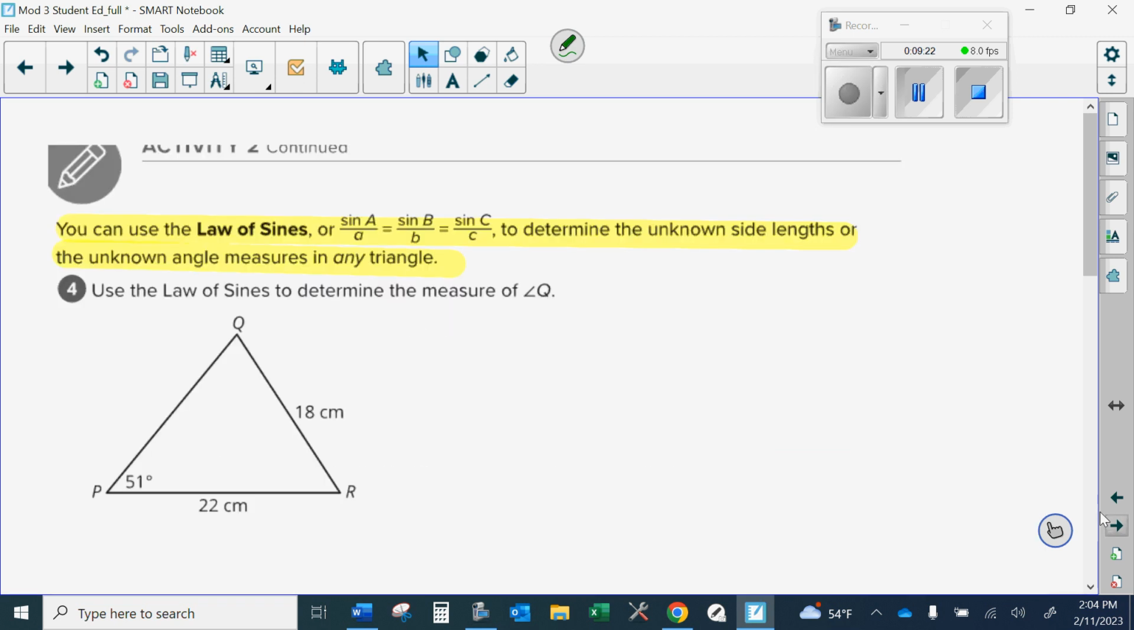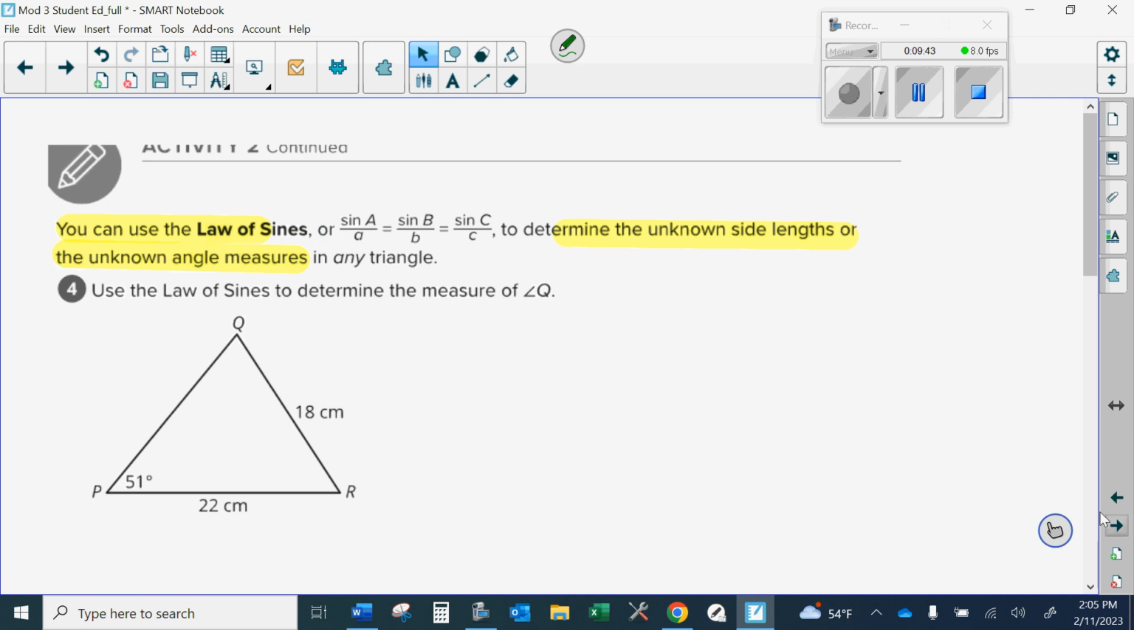And here's the law of sines. It says the sine of A over little a, which is the side length, equals the sine of B over little b and sine of C over little c. You'd pick any two of these situations. It could be the first two, it could be B and C, or it could be A and C. You're only doing one of those proportions.